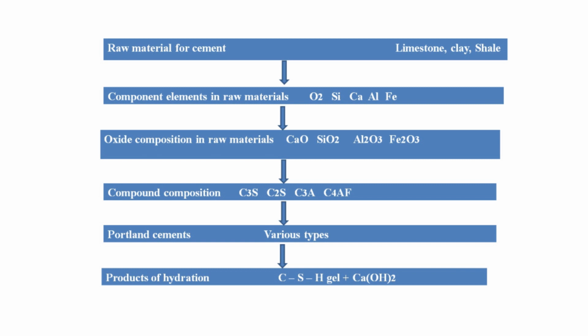In compound composition, that is after these compounds are combined in a rotary kiln, we will be getting the compounds called C3S, C2S, C3A and C4AF, and based on the compound composition we will be getting various types of cement called different Portland cements. And when these Portland cements are hydrated, that is when they are combined with water, the final end product will be CSH gel plus calcium hydroxide. The formation of CSH gel and calcium hydroxide will be discussed later.